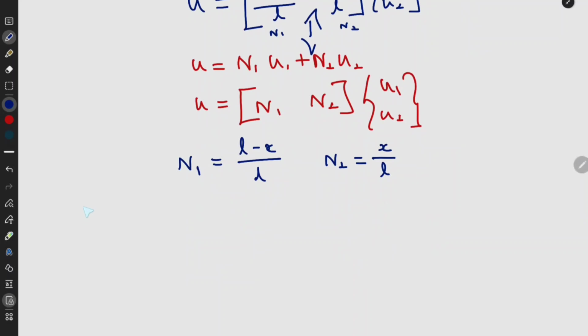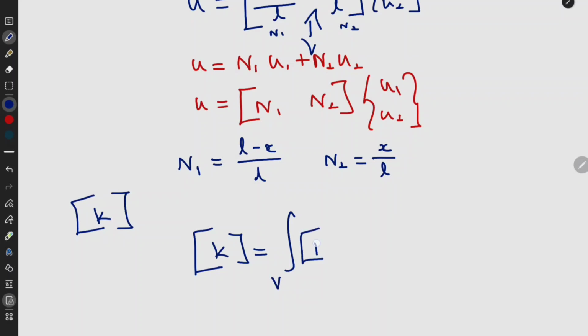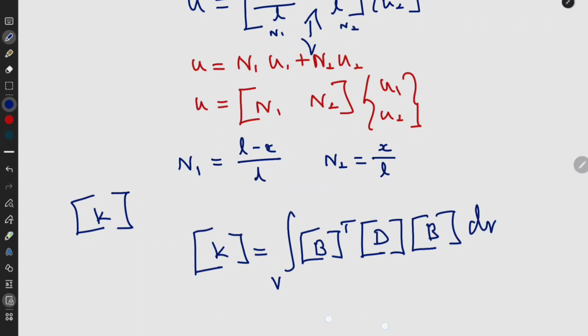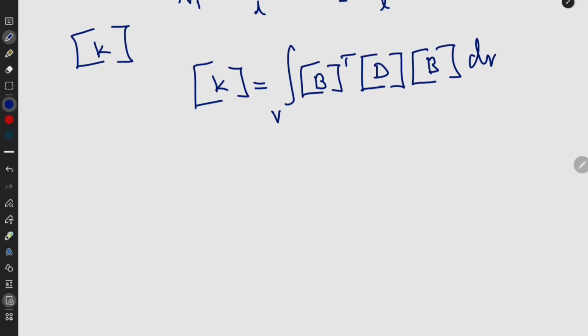Next I am going to calculate the stiffness matrix K. The stiffness matrix is generally denoted as K, a square matrix. The general equation for finding the stiffness matrix K is equal to the integral over volume of B transpose, that is the strain displacement matrix, then D, the stress strain relationship matrix, then B, into dV. So this is the general equation for deriving the stiffness matrix for any element.